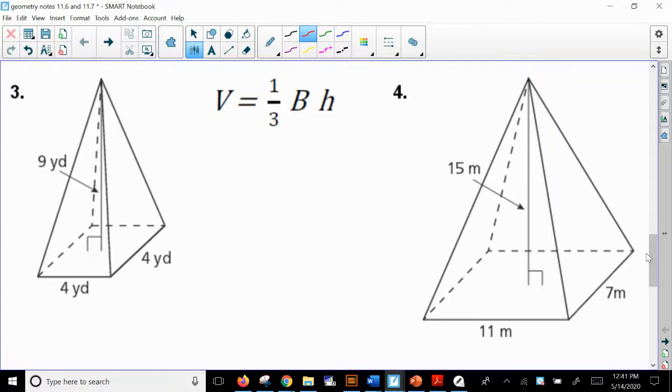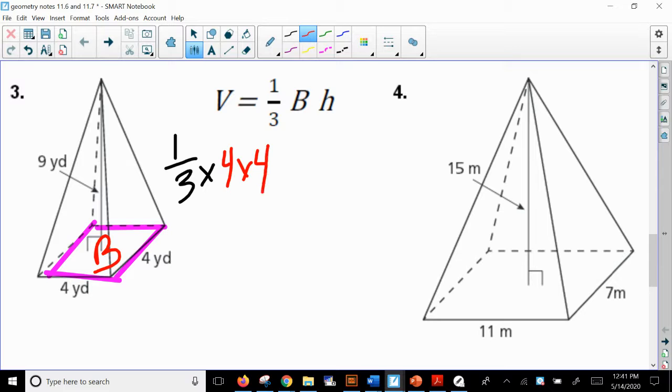Number 3. So again, it's a pyramid, and my base is a square. All right, let's do this. So my volume is going to be 1/3 times big B, which is 4 times 4, because it's length times width. And then my height, that's going to be 9. That's the height. Throw it in the calc. I got 48.